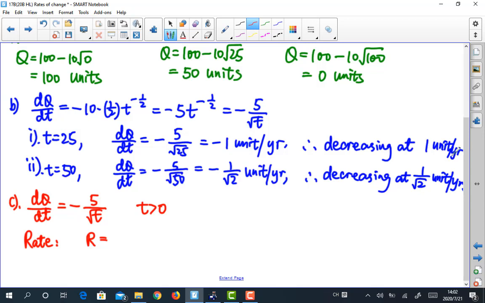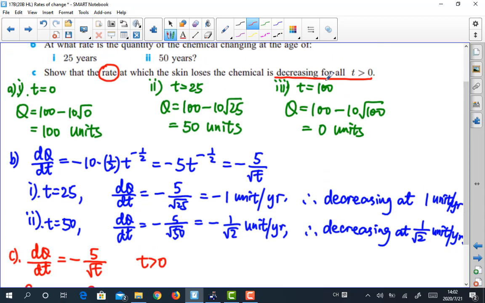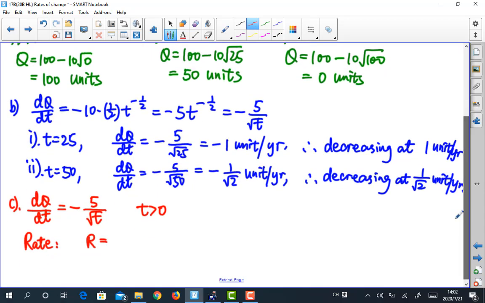So what is the rate? The rate is just like the speed, which is the absolute value of the velocity. So this is the velocity, but we need to show the rate is decreasing. This rate looks like the speed. So we need to put the absolute value on the velocity function, which gives us 5 over square root of t.